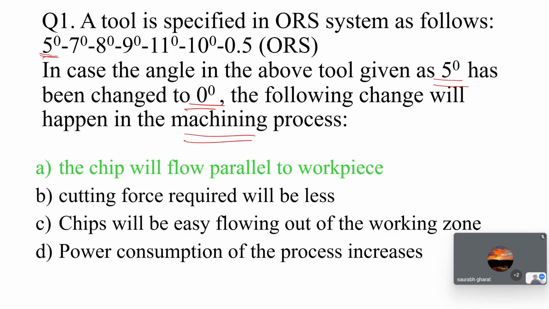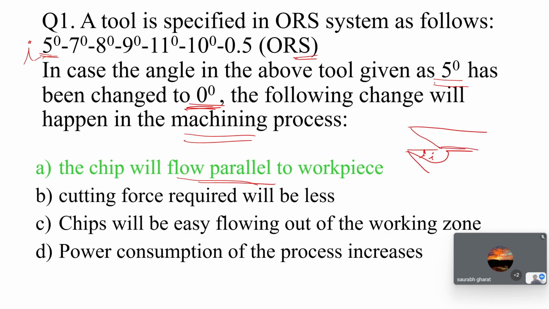So this is, as it is, ORS. This will be your I, which is the inclination angle, which governs how the chip will flow. According to that, as our inclination angle becomes 0, the chip will flow parallel to the workpiece. So this will be your inclination angle in ORS. If this inclination angle becomes 0, that means this will be your tool position, because the inclination angle is 0.